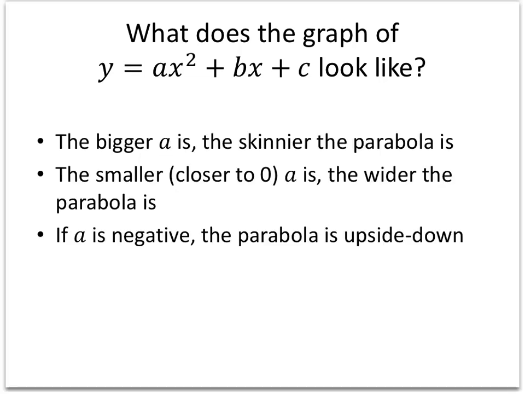What we see is that the bigger a is, the skinnier the parabola is. If you rewind the video and go back and look at the examples that we saw, the larger values of a made skinnier parabolas. And the closer to 0 our value of a is, the wider the parabola is going to be. So if a is a very small number, then it's going to be a very wide parabola. And if a is a negative number, then the parabola is upside down. Now the b and c values determine whether the parabola is to the left or to the right or up or down, and that relationship is a little bit more complicated, but the a relationship in terms of the general shape of the curve is very clear.